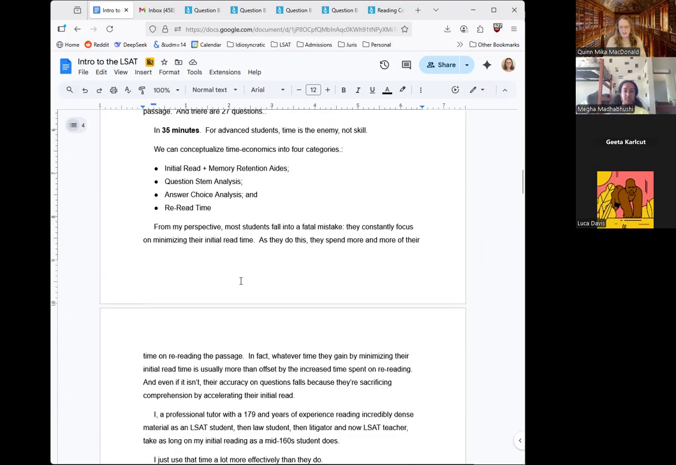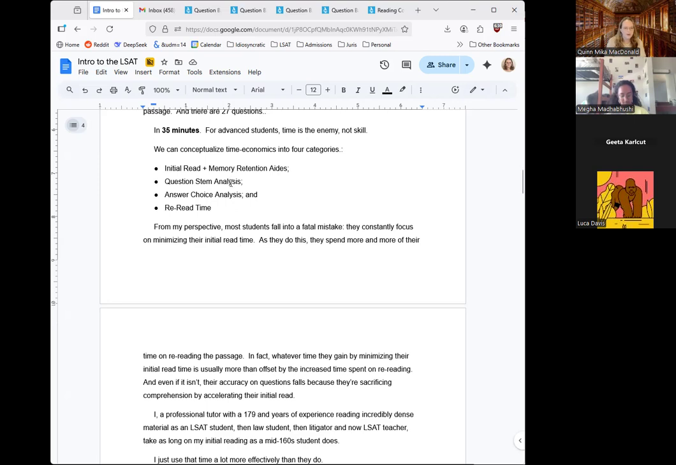So let's think about time economics in 4 categories. The first is our initial read and any memory retention aids we use during the initial read. I am a note taker, and we'll look at my note-taking approach later. But you really have to factor that in, right? Not using memory retention aids, as we'll talk about in a little bit, can be disastrous. But using memory retention aids ineffectively is also potentially disastrous. So a lot of this is training yourself to do things the right way under time pressure.